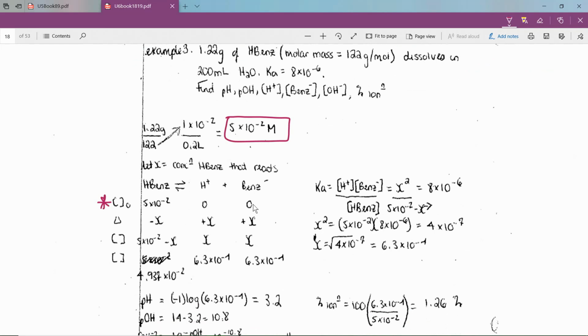And I don't have any H plus or any benz minus to begin with. Now some students say, oh, but you always have H plus. It's always there in the water before you even spoon in any HBenz. Yeah, that is true, but it's a heck of a lot smaller than HBenz, 5 by 10 to the minus 2. So we'll just start that as 0, and the benz minus is 0.